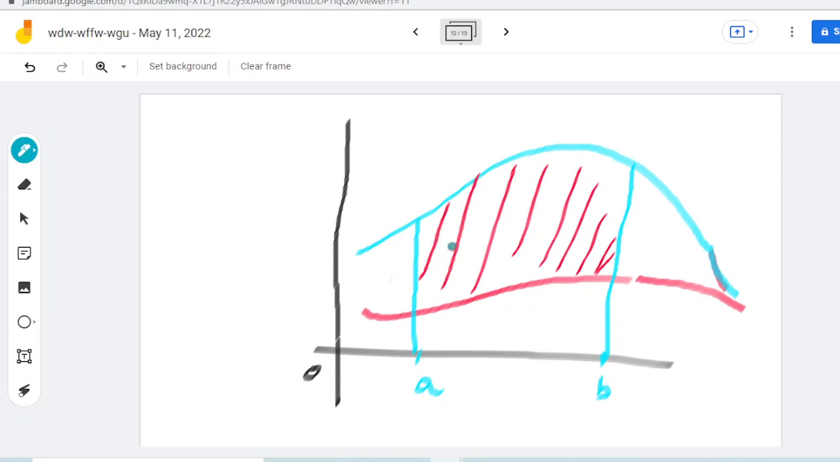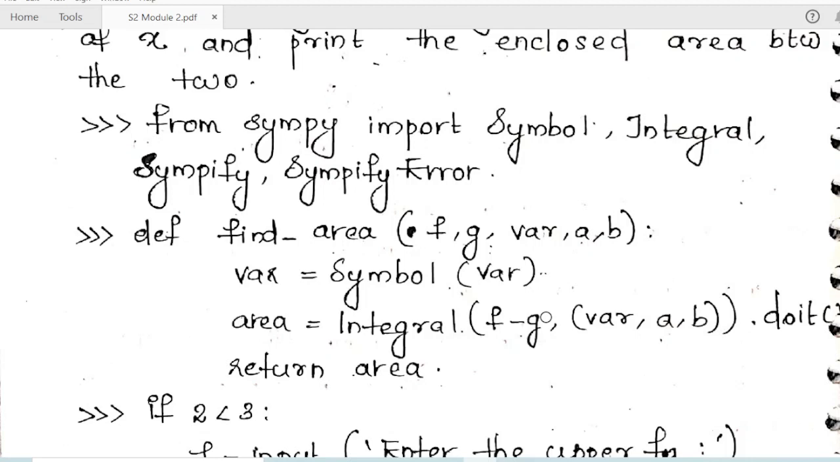The area between the two is nothing but the integral of f of x dx minus the integral of g of x dx. So in short, if we have to find the area between these two functions, it will be the integral of f of x dx minus the integral of g of x dx. So let's see the program.